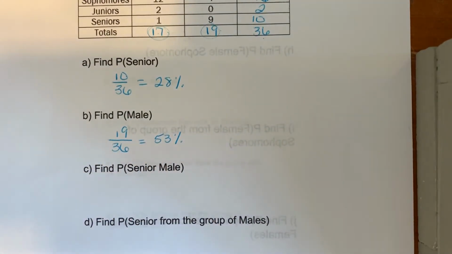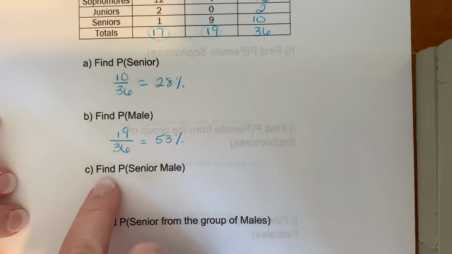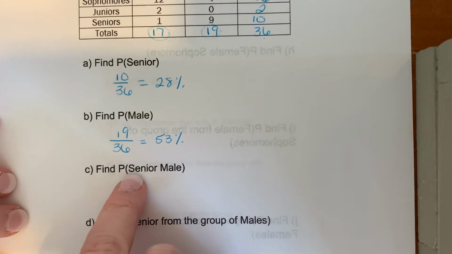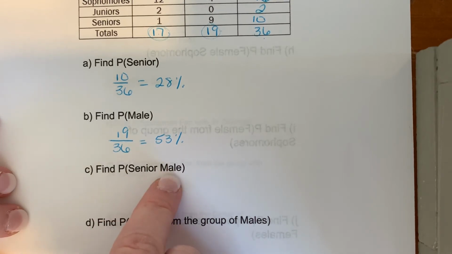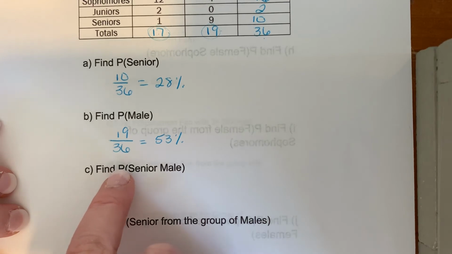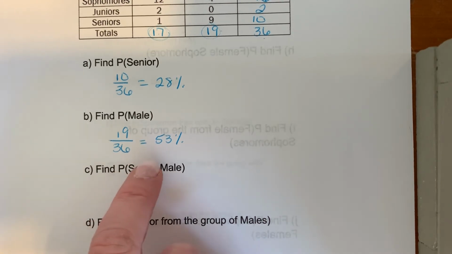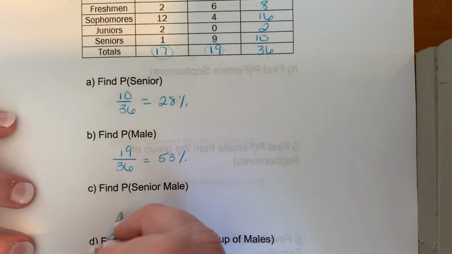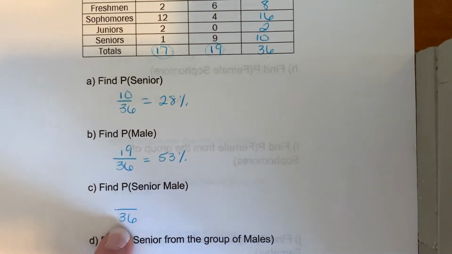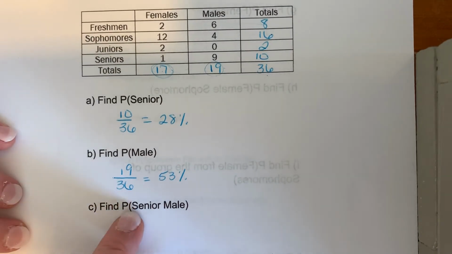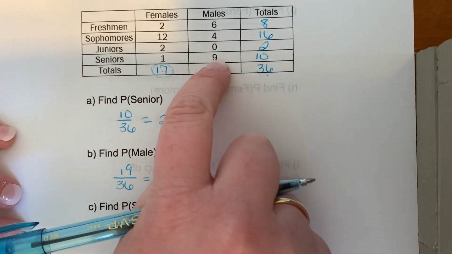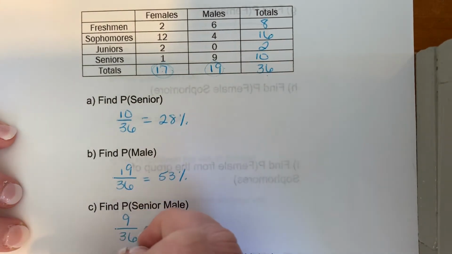Right, so this is where it gets a little more tricky. What is the probability that you pick a senior male? So now we care that it's a senior and we care that it's a male. So there's still a total of 36 students. What's the probability that we pick a senior male? So seniors, there were 9 males. So only 9 out of 36.